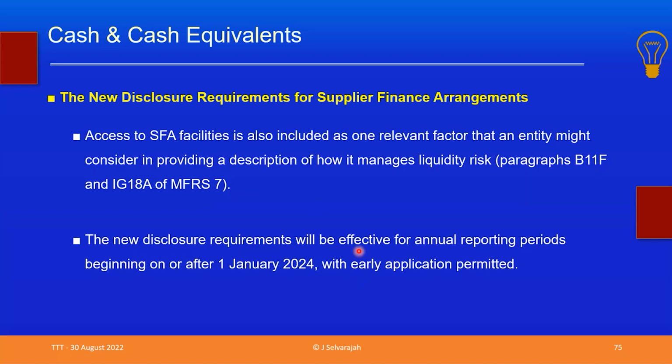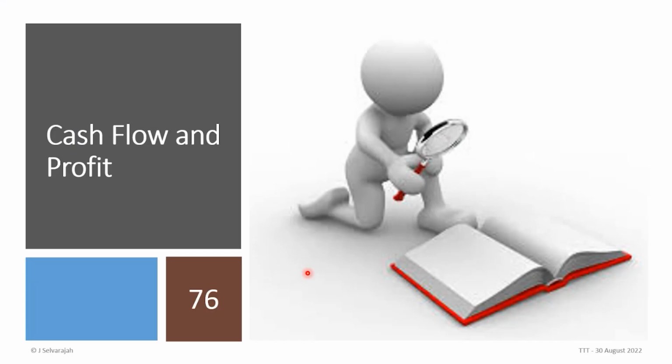All right, the new disclosure will be effective for reporting periods from next year. You can have early application. So these are merely something new in terms of reverse factoring. Receivables is factoring, creditors is reverse factoring. Okay, so interesting things.